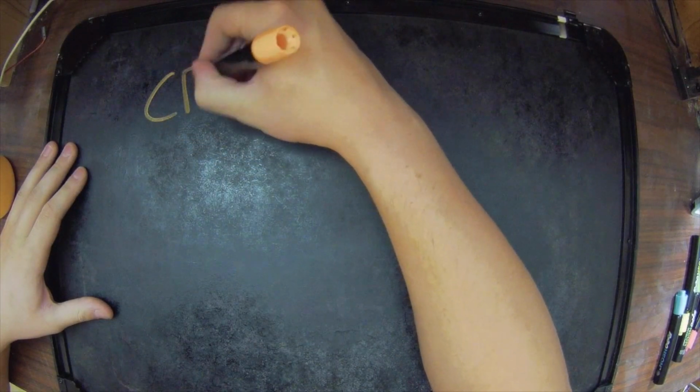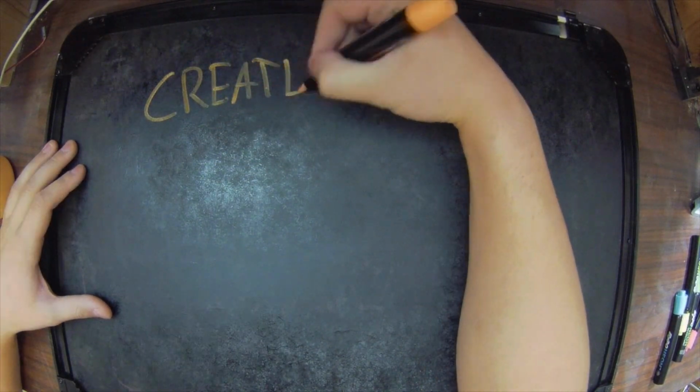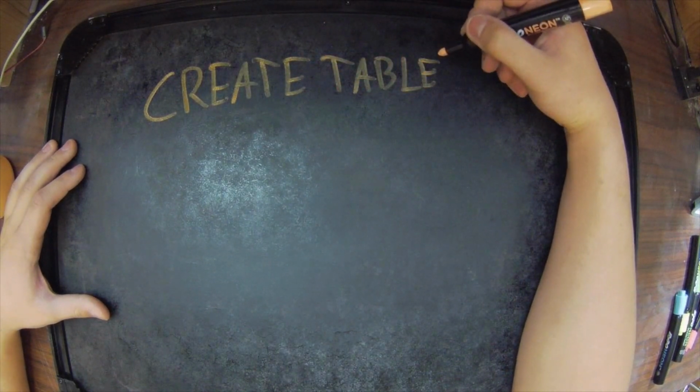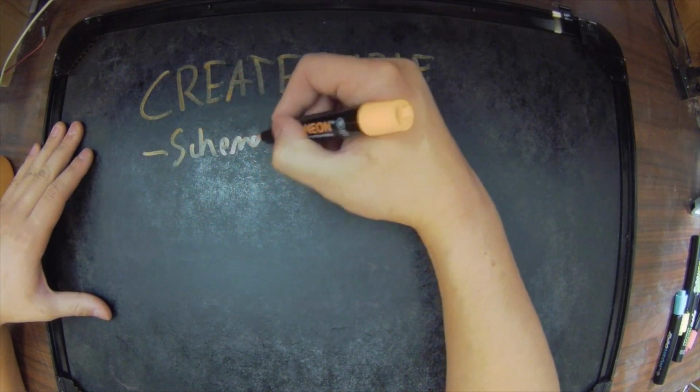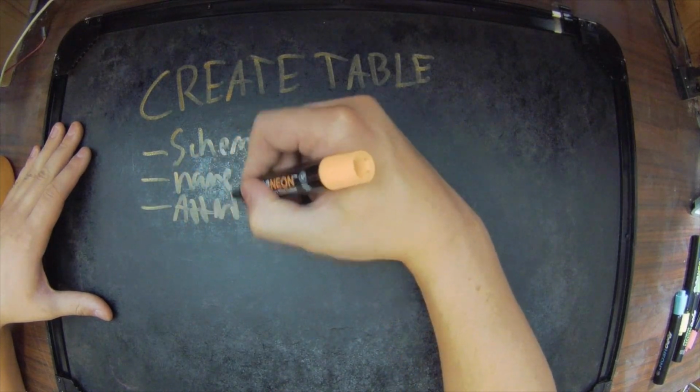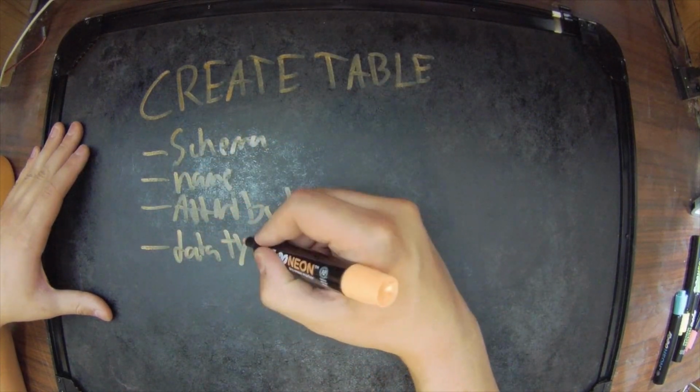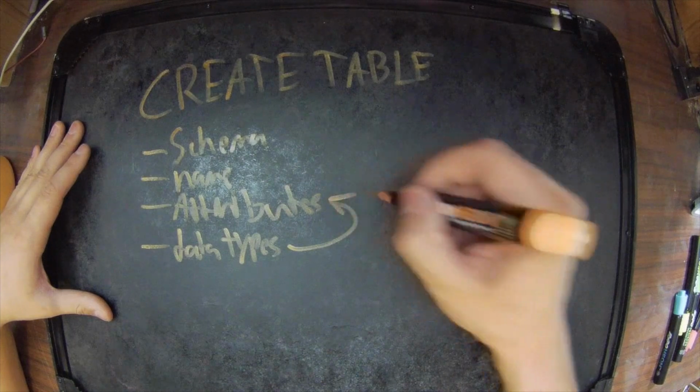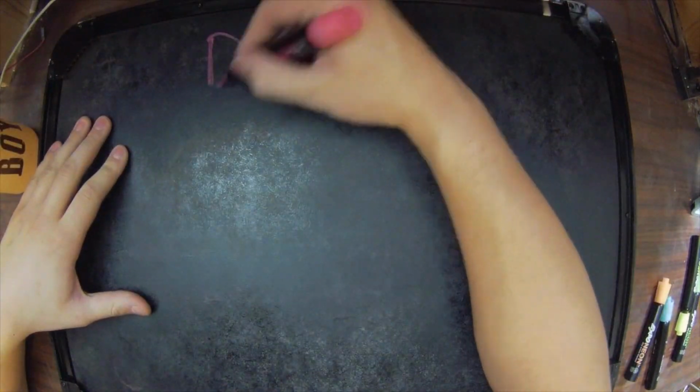Okay, so the first command we're going to learn in SQL is the create table command, and this is just used to declare the schema of a stored relation. And you also set the name, attributes, and data types of those attributes. Each attribute has to have a data type. So what are the data types?